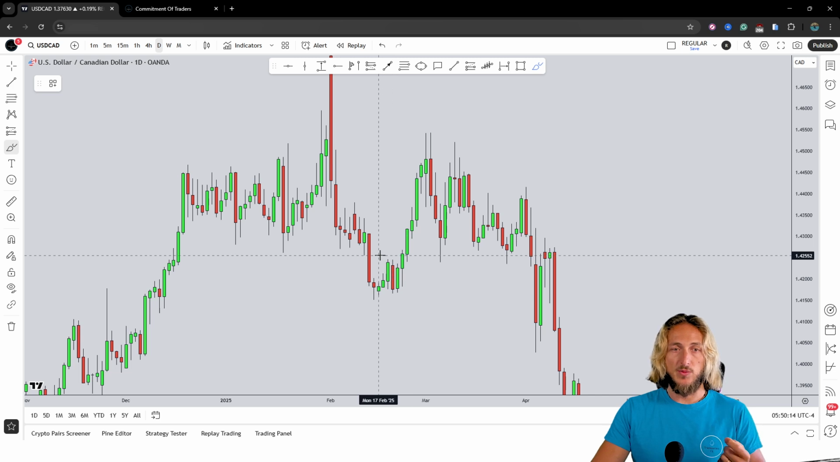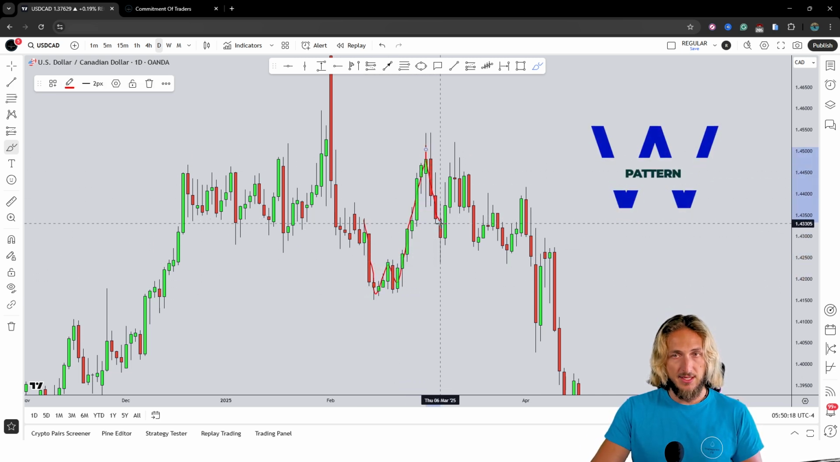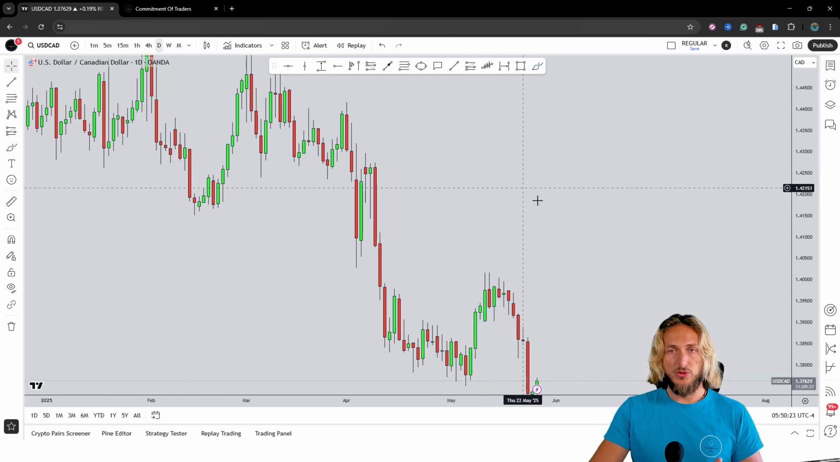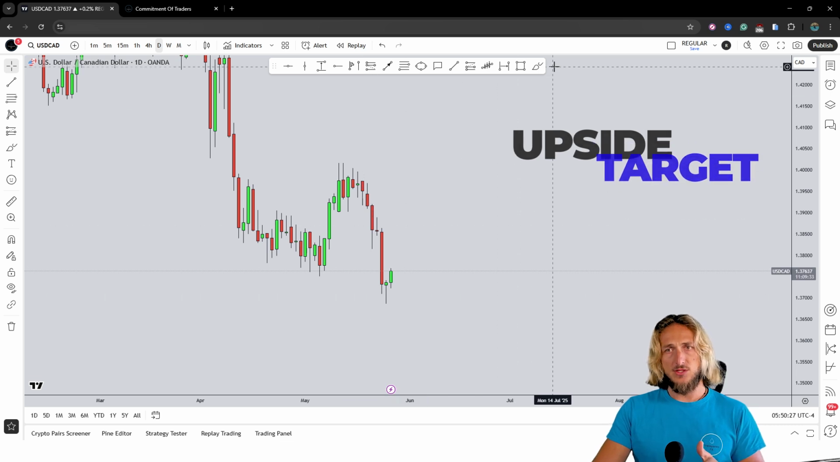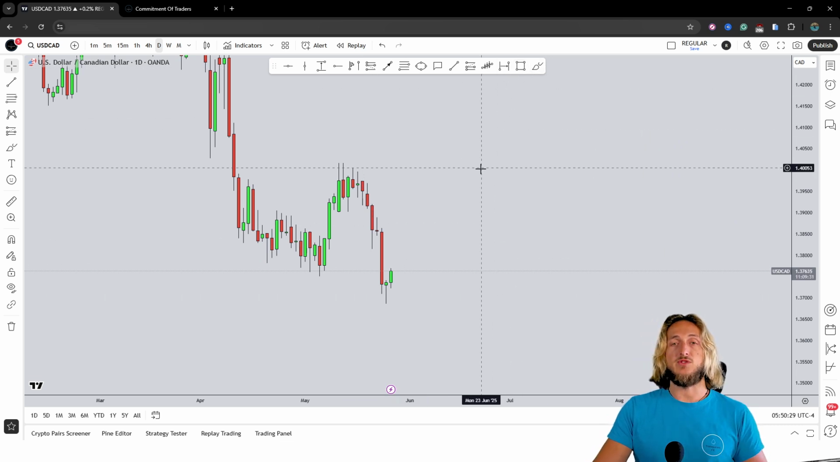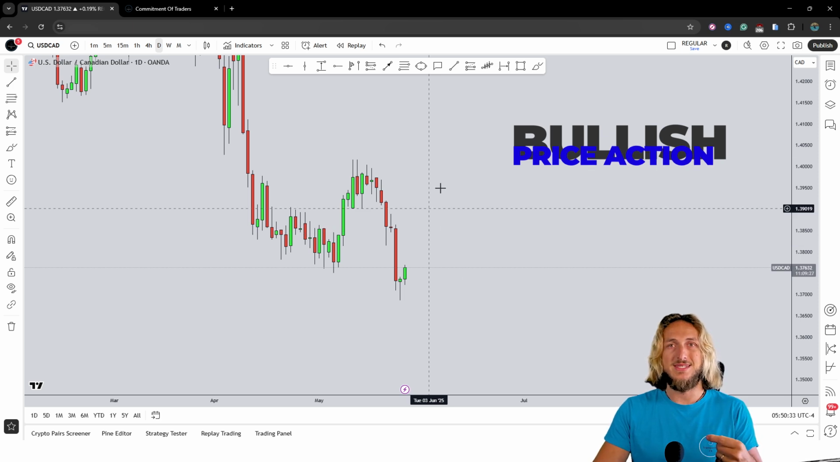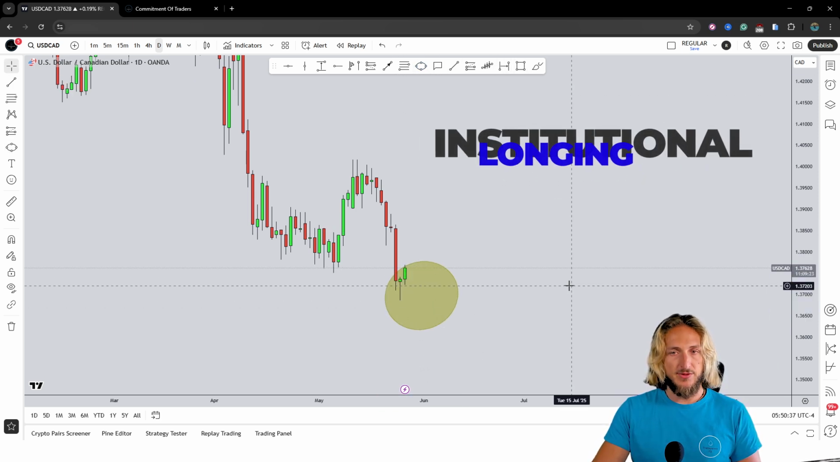For example, here we have the opposite, which is an overextended W formation. After that, the market corrected more than the 0.32. The 0.32 is just the first upside target. So in a situation like this, there is the possibility of seeing more of a push to the upside and a deeper correction, especially if we are seeing some institutional buying inside of the zone.